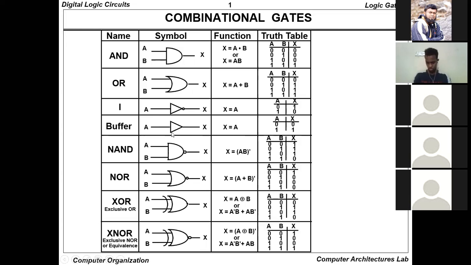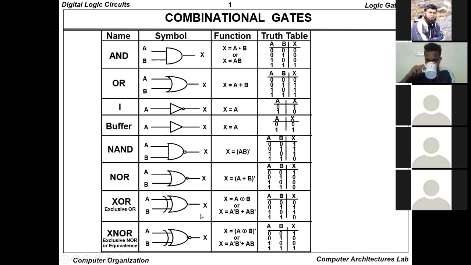Then this is the NAND gate, which is NOT plus AND. NAND is just the reverse of the AND gate: all inputs high, output low. Okay, this is clear. Then the NOR gate: any input high, output low. For an OR gate, any input high gives output high; NOR is the reverse, any input high, output low.